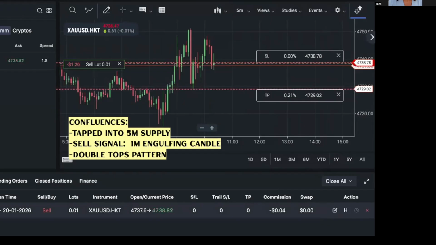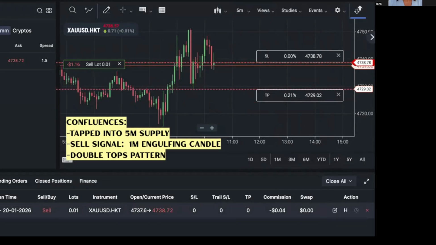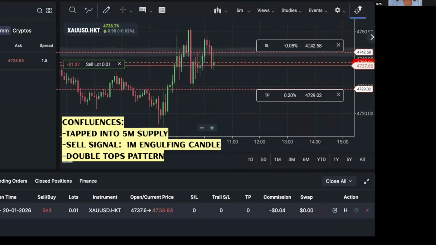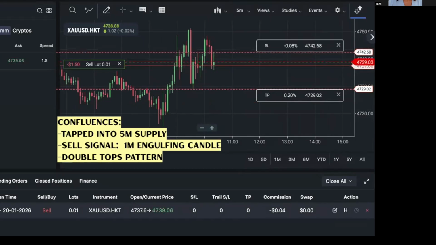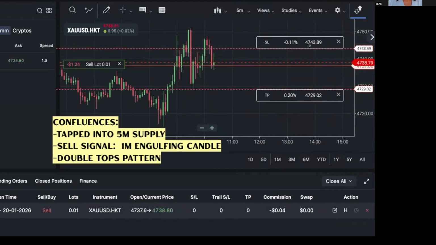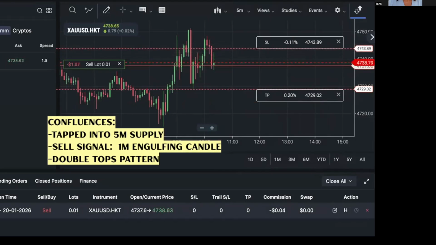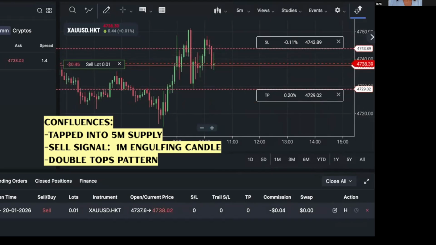And so we went on and entered the live trade here, and we can see that price is starting to move downward. And as soon as price leaves the zone, then we'll go ahead and move our stop loss to break even, or at least into profit enough to cover the commission.